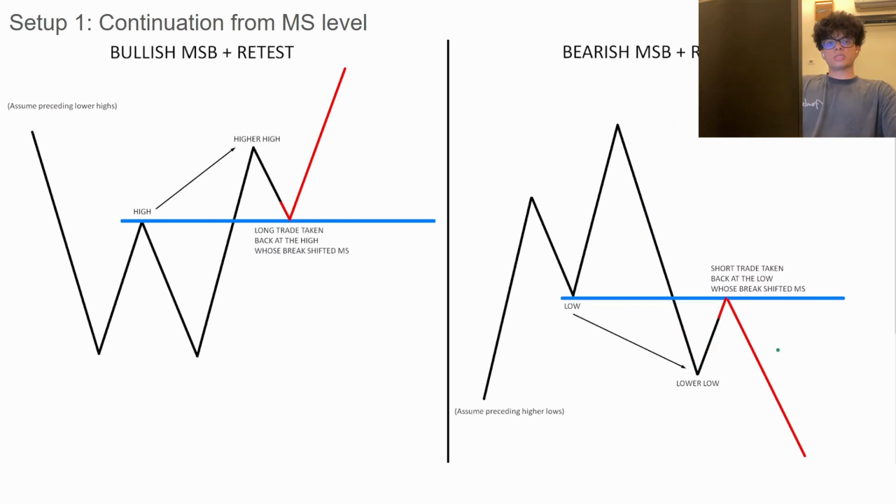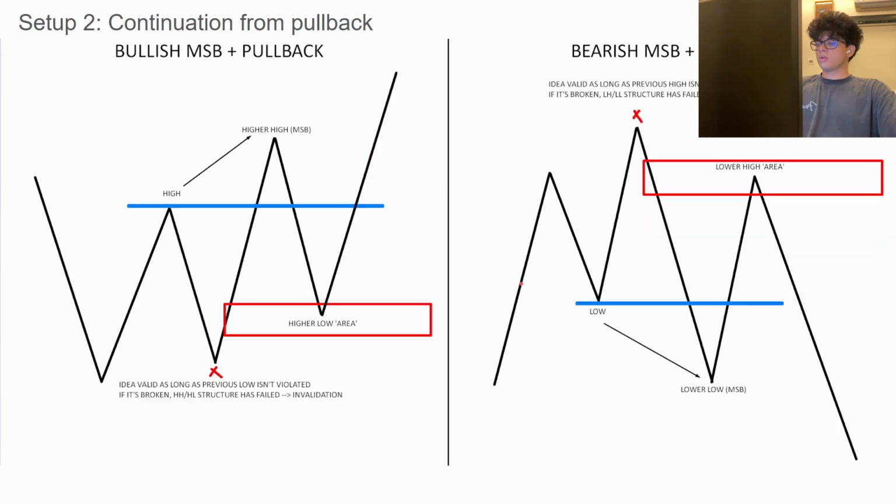For invalidation points, these will be very far away. So for example, if you take a long here, your invalidation point would be here. This would be a stop loss, like below here, below this low. Same thing here, it would be above this. So RR is not great here, right? This is why, if you guys do not like this setup, then I would recommend the second setup, which is here. Continuation from pullback, right?